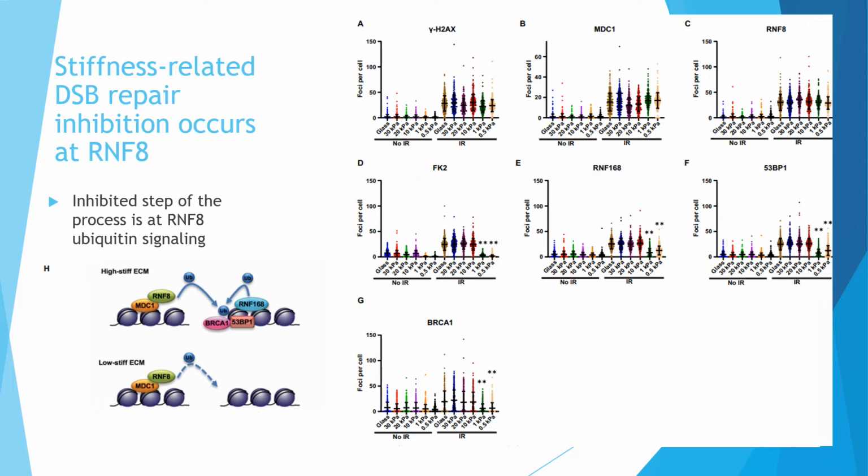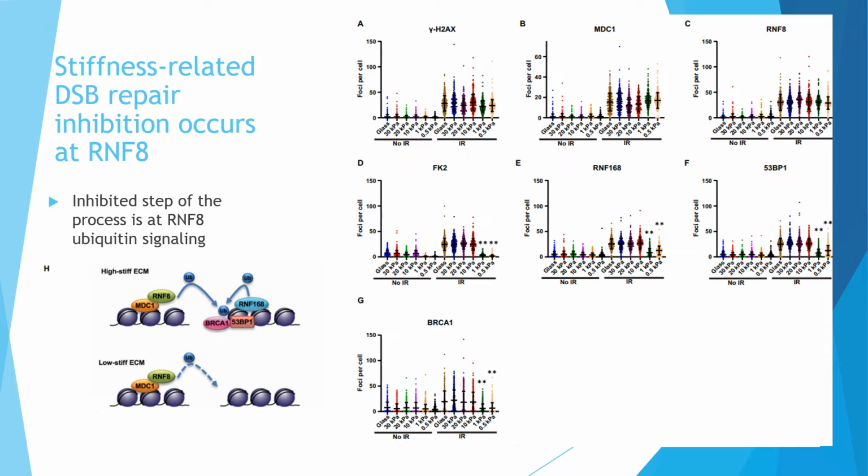So the researchers then wanted to understand at exactly which step of the repair mechanism this inhibition was occurring. What they did was basically measure the amount of foci of each component of the mechanism in a stepwise fashion. So you can read this figure as A through G in chronological order of the mechanism of double-strand break repair. We have the cells cultured on varying stiffnesses that were either exposed to radiation or not exposed to radiation.